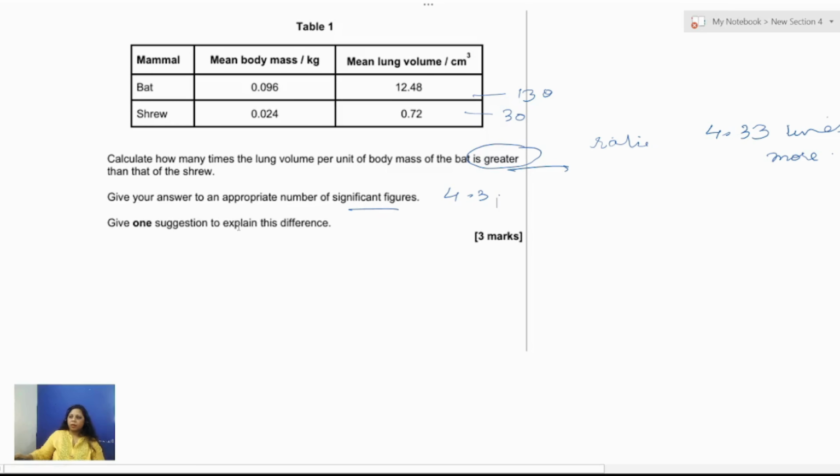Now what is the one suggestion to explain this difference? Again, we are talking about the same thing from the start. Okay. Provide more oxygen for respiration. Correct. Okay. Why do you think the bats need more oxygen?